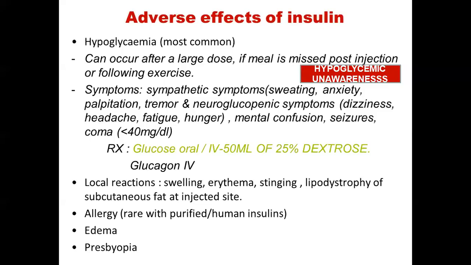The other adverse effects are local reactions like swelling, erythema, stinging, which usually occur with the initial doses of insulin. Lipodystrophy of the subcutaneous fat can occur at the injection site, so the patient is advised to change the site of injection. Allergy can occur in some patients, and this is very rare with the purified or human insulins. With the porcine and bovine insulins, this can occur because of the other proteins present in them. Some patients have also described edema because of sodium and water retention, and occasionally presbyopia has been reported in patients on insulin. This is about the adverse effects of insulin.